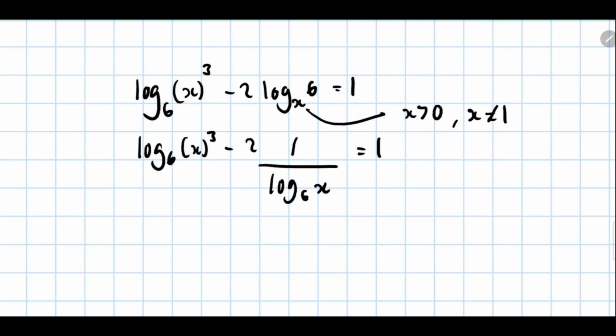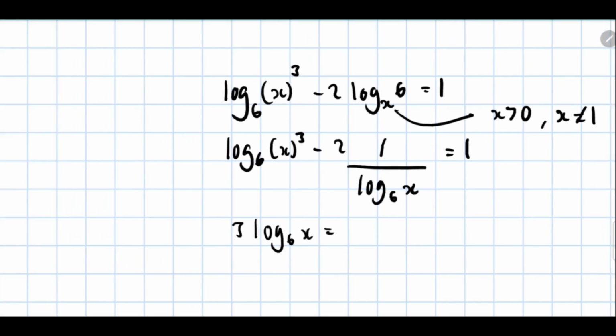Before we proceed any further, I want to talk about the power of 3, which is for the first term, log x to the power of 3 base 6, which is this term. Remember, previously we talked about the properties of logarithms. So the power of 3 can be brought out as a multiple, so 3 times log x base 6. So we have 3 log x base 6 minus 2 over log x base 6 is equal to 1.